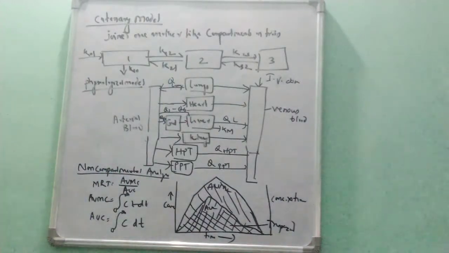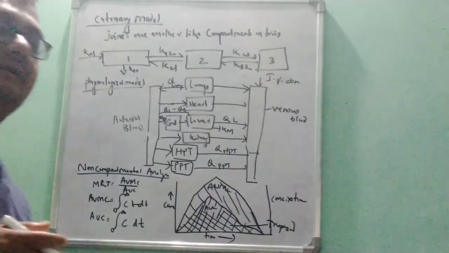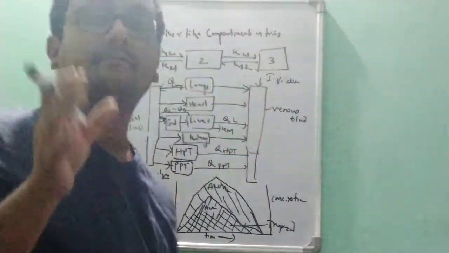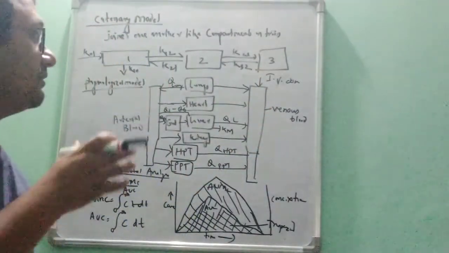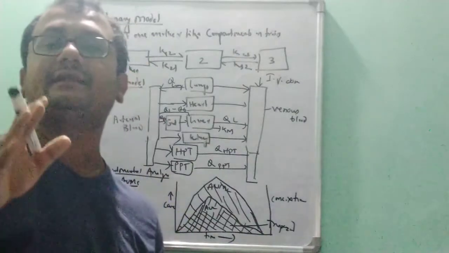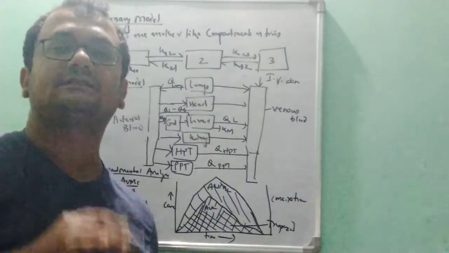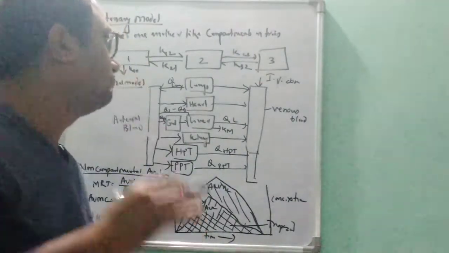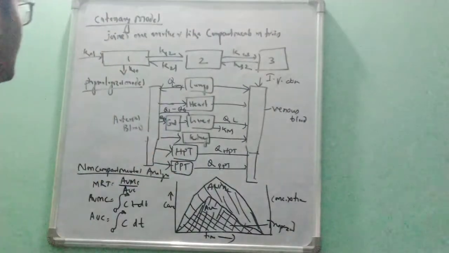But nowadays these quaternary models are not used, because these are different physiologically anatomical models which are linked to the blood compartment and kept in different compartments. So nowadays only the mammillary model is taken into consideration. This is all about the quaternary model.